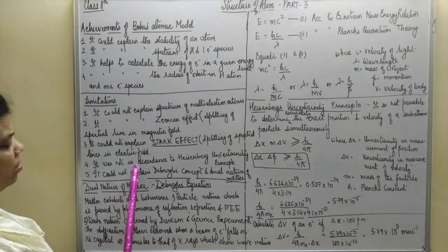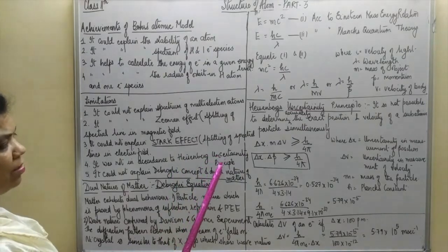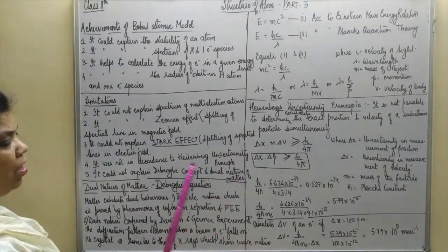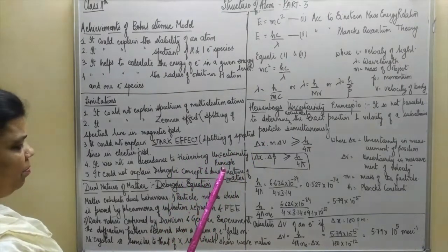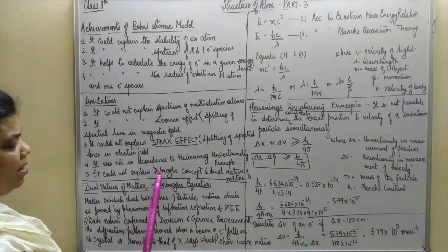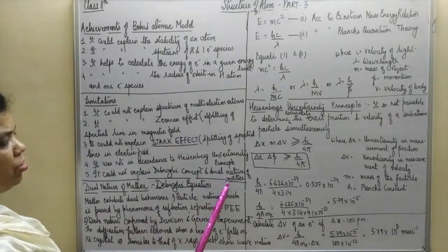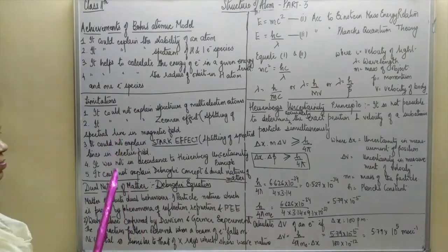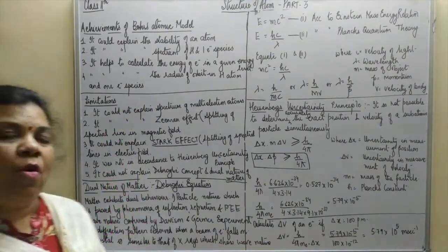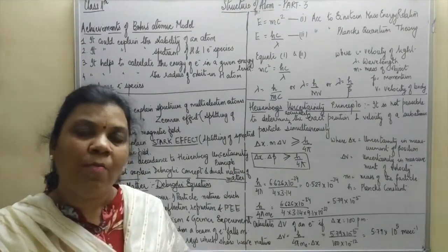It was not in accordance with the Heisenberg uncertainty principle. We will study what the Heisenberg uncertainty principle is. And it could not explain the de Broglie concept of the dual nature of matter. So these were the various limitations or drawbacks of Bohr's atomic model.